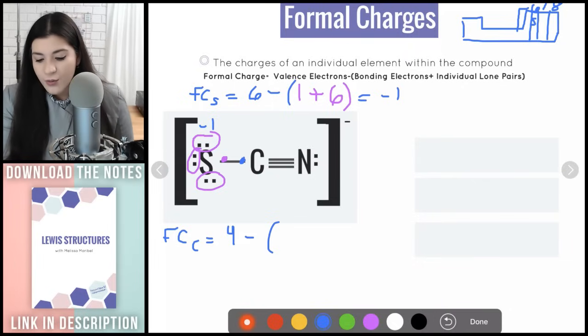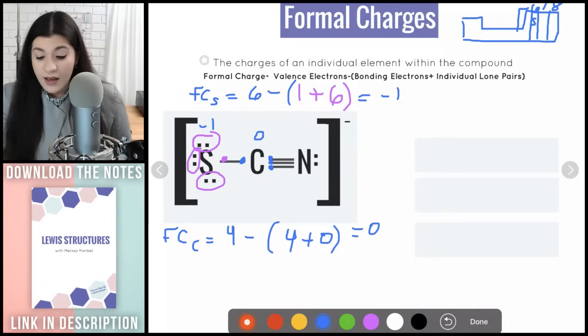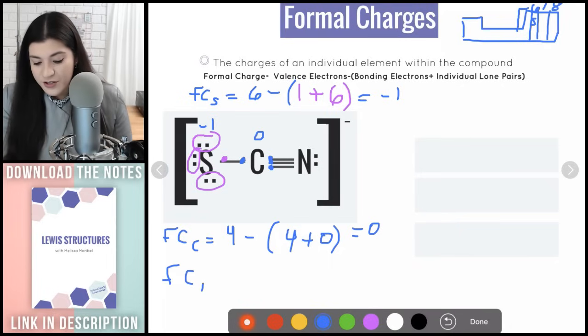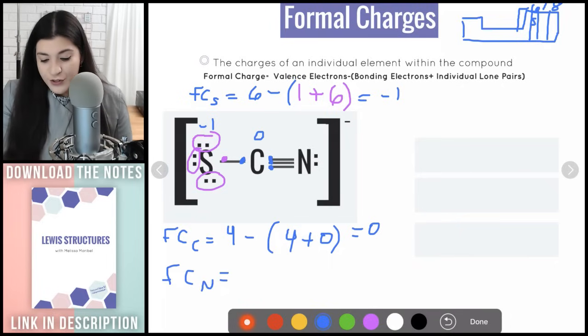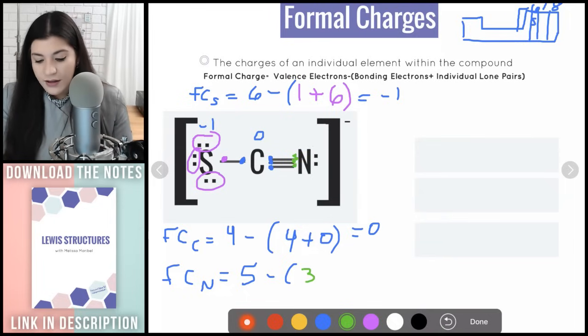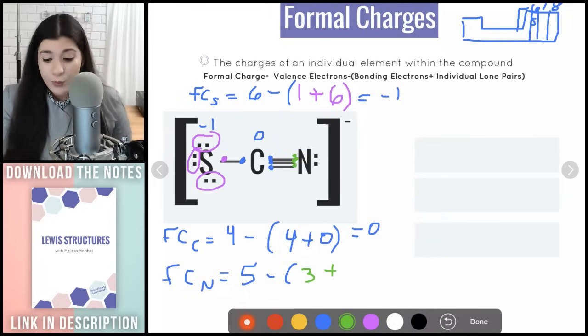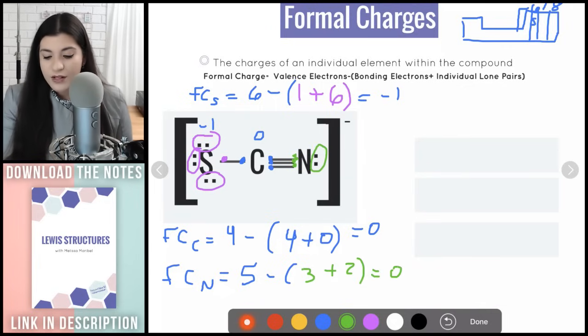So here we said there's 1. Here there's 1, 2, and 3, so a total of 4. There are no lone pairs on the central atom, so this is 4 minus 4, so 0. The central atom is 0. Then lastly, I'll do the same thing for nitrogen. The typical valence electrons for nitrogen is 5. I'll subtract this by our bonding electrons. So here we have 1, 2, and 3. So we have 3 bonding electrons plus the individual lone pairs, so 1, 2. And this is 5 minus 5, that's also 0.